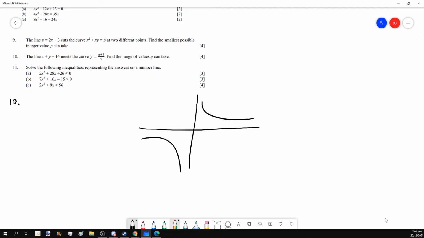And afterwards, we have some line of some sort, maybe over here, for example. Maybe over there, you don't know. So, in any case, even if you don't know how the graph works, it's fine, because they have told us that the line and the curve meet each other.